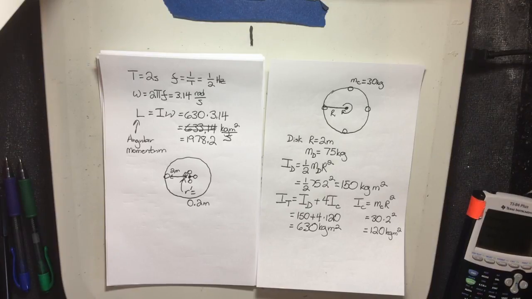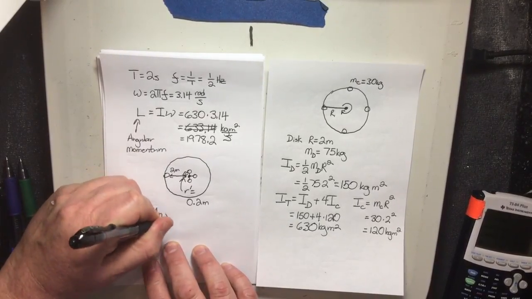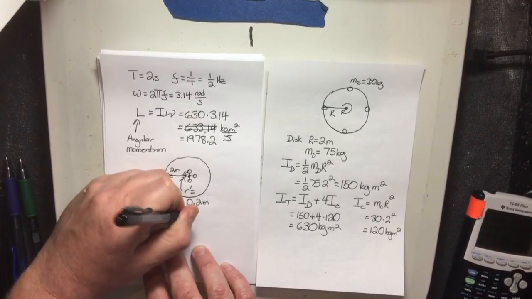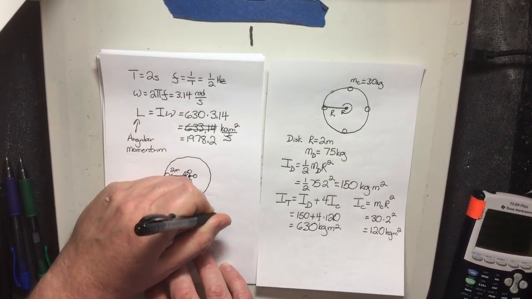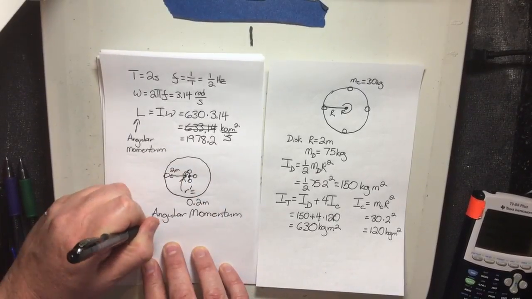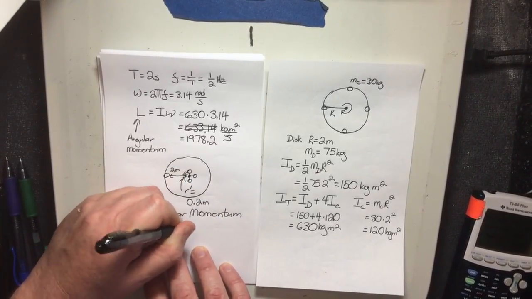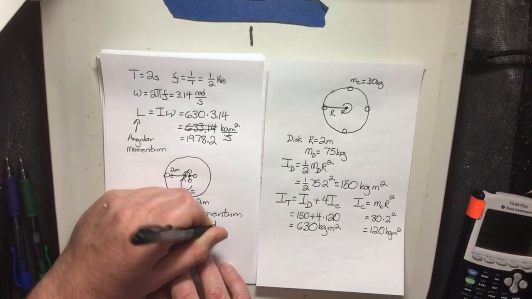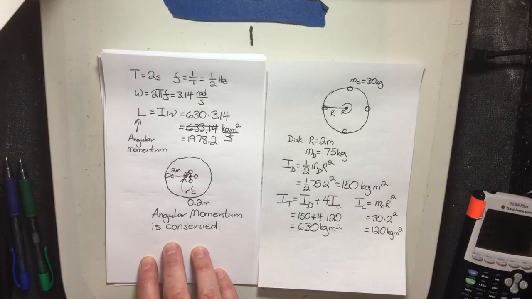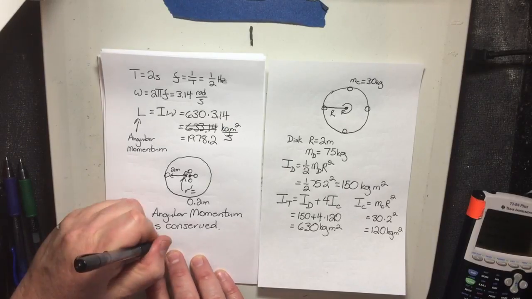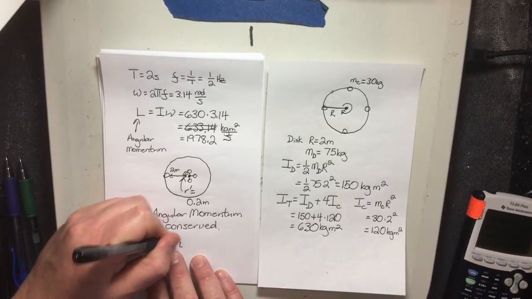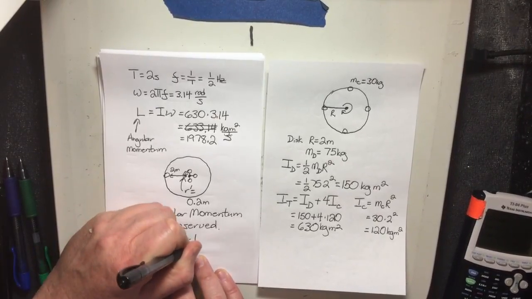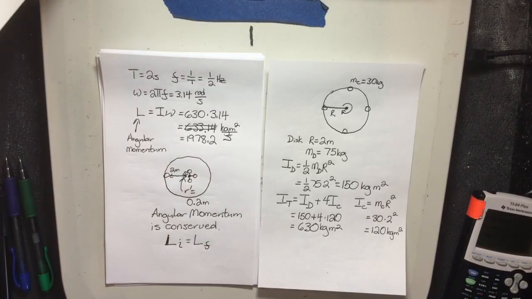Because just as there is conservation of linear momentum, there is conservation of angular momentum. Angular momentum is conserved. The law of the conservation of angular momentum is that L initial is equal to L final.